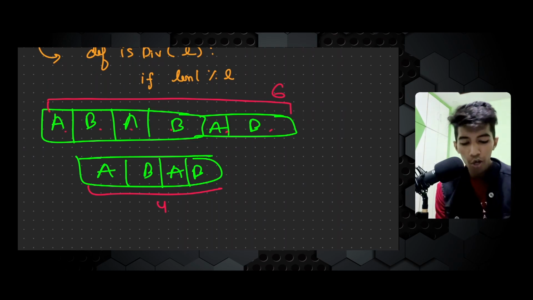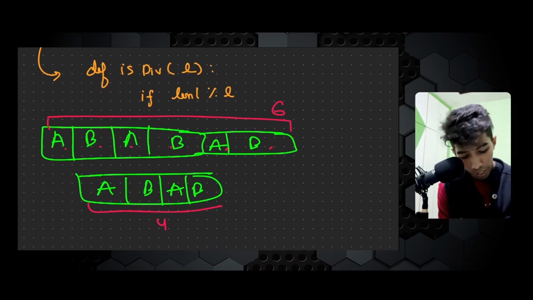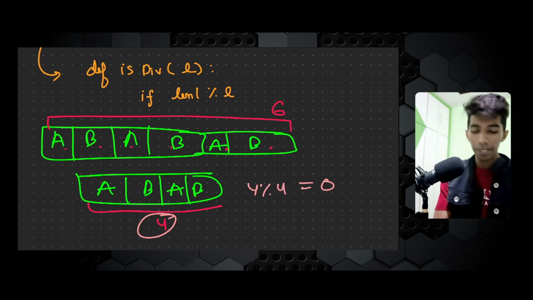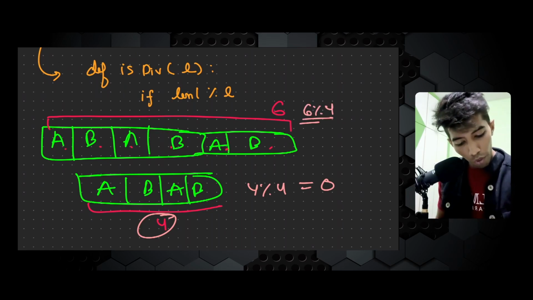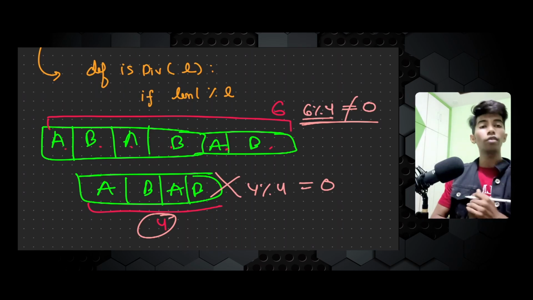So we all know, guys, when we talk about things like here, if I take 4 over here, then 4 mod 4 will return me 0. It's great, this will work. But when I write 6 mod 4, it will not return me 0. So it means this case is not possible.